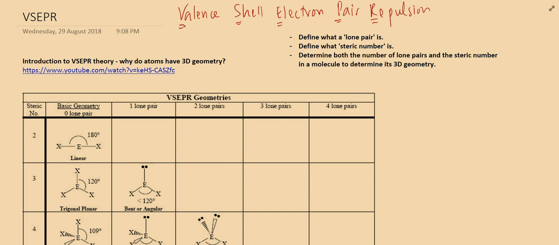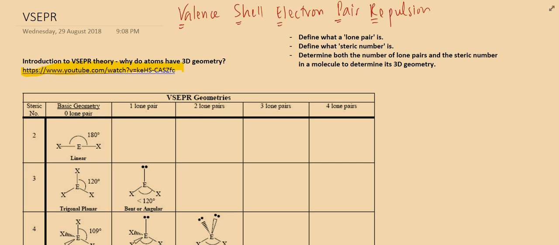If you want to have a good explanation and also visualization of the different 3D geometries, I would recommend going to this link here. I'll chuck that link in the description for this video. In this video they show all the three-dimensional geometries and how they come to be based on the number of electron pairs that exist around a central atom.